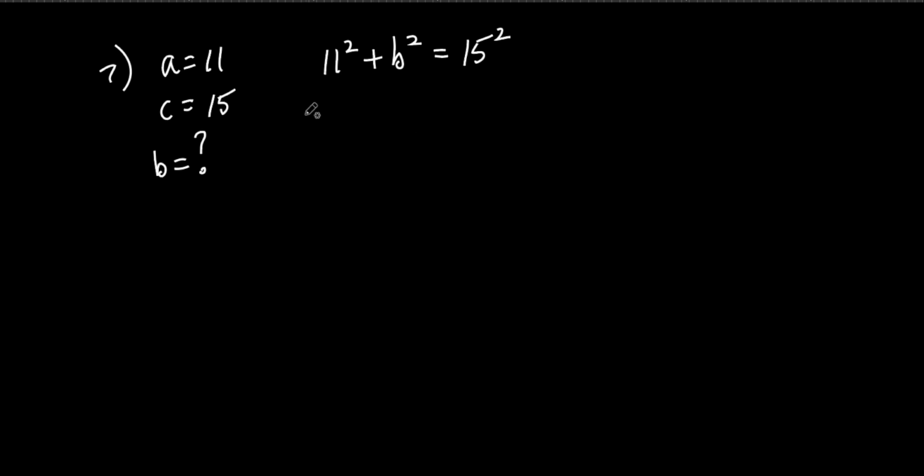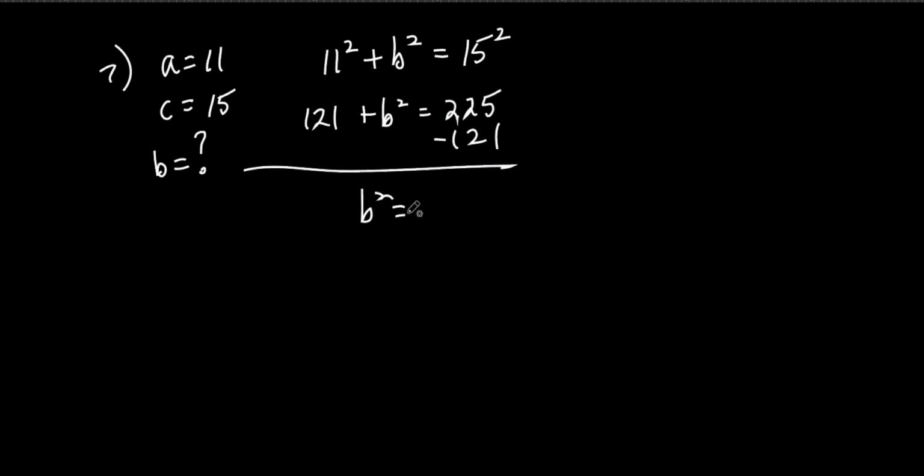So let's do this. What's this? 121 plus B squared. What's that? 225, is that right? Okay. 225. Subtract 121. So B squared equals, what's that, 104, is that right? Okay, so what's B equal to? Square root of 104. You may have to simplify that. You do.